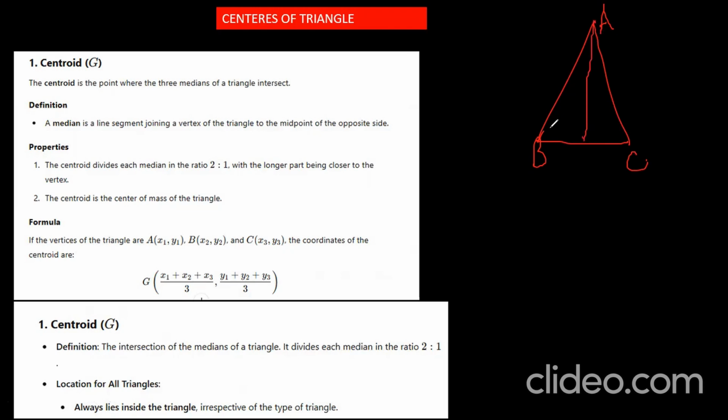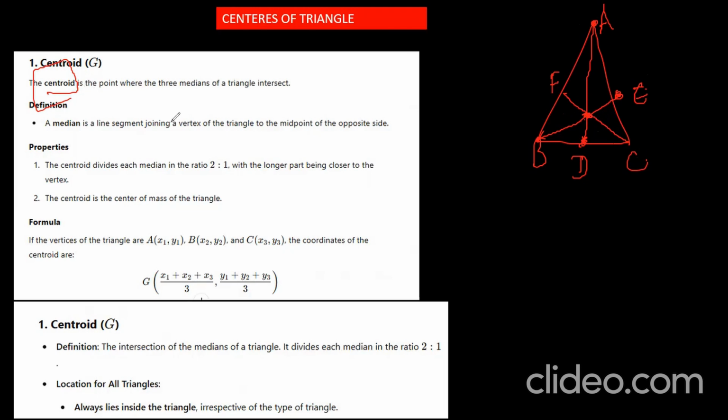What is a median? Say these are the three medians AD, BE and CF. A median means a line segment joining a vertex to the midpoint of the opposite side. Whatever line you get by joining them can be called a median. So AD, BE, and CF are the medians. These three are meeting at one point, so it can be called the point of concurrence. The point of concurrence of medians is called the centroid.